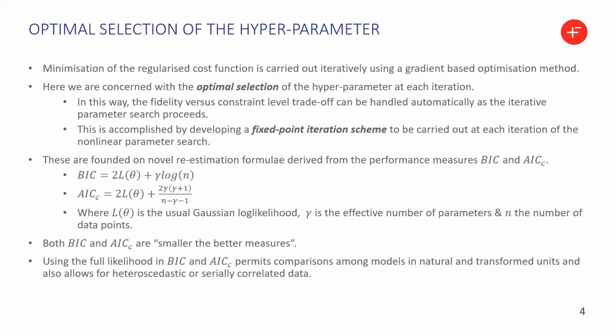These are founded on novel re-estimation formulae derived from the performance criteria BIC and AICC, which are given, where theta is the parameter vector to be estimated, L(theta) is the usual Gaussian negative log likelihood, gamma is the effective number of parameters, and n is the number of data points. Both these measures are smaller the better measures. Using the full likelihood permits comparisons among models in natural and transform units, as well as allowing for the presence of heteroscedastic or serially correlated data.